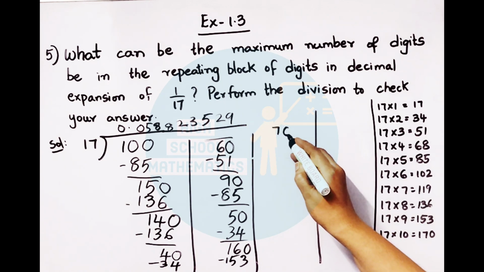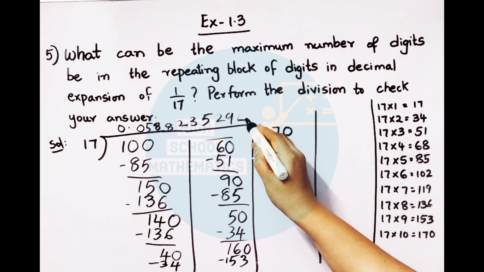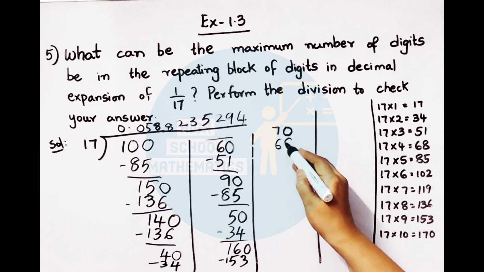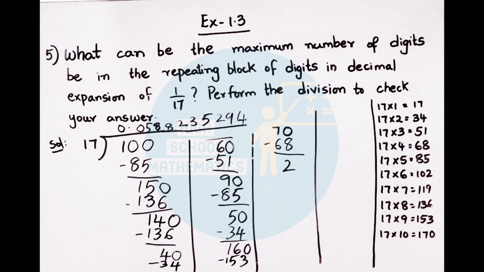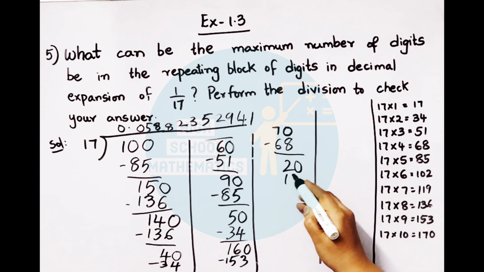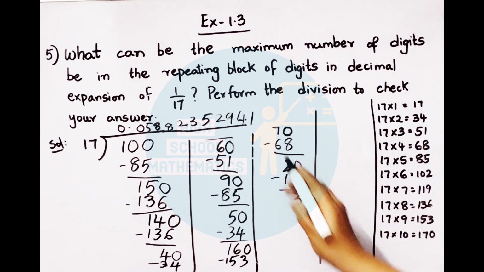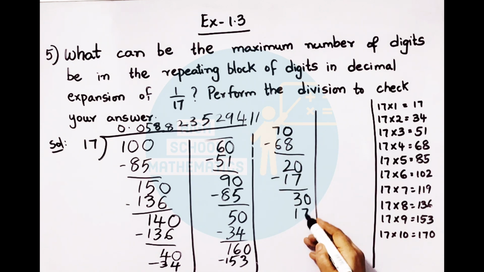7 is less than 17. Add a 0. Now the number is 70. 17 fours are 68. So 70 minus 68, you will get a remainder 2. 2 is less than 17. Add a 0. 17 ones are 17. 20 minus 17, remainder is 3. 3 is less than 17. Add a 0. Now the number is 30. Again 17 ones are 17. 30 minus 17, we get a remainder 13.